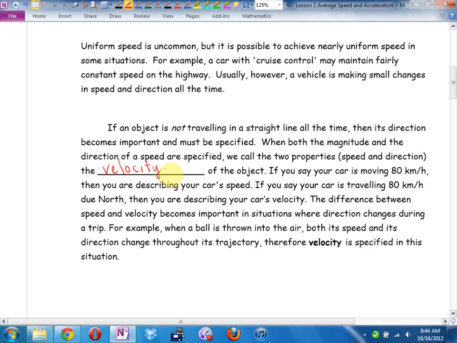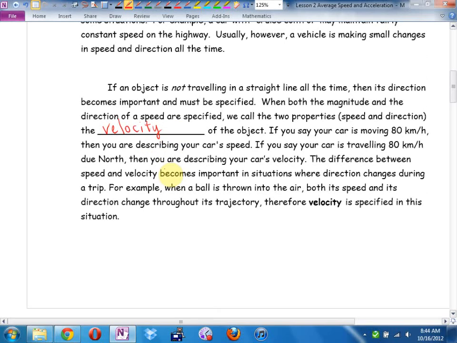Velocity is a vector, and all vectors have magnitude and direction. And that's going to become important this year, and especially in Physics 12. So the difference between speed and velocity becomes important in situations where direction changes during a trip.